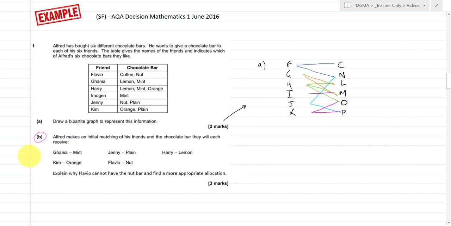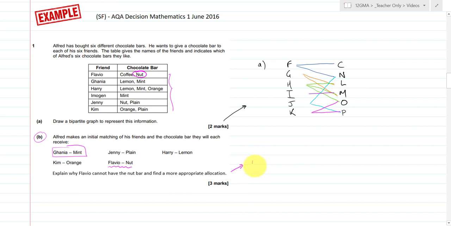Part B, Alfred makes an initial matching with his friends and the chocolate bar they will each receive. Explain why Flavio cannot have the nut bar and find a more appropriate allocation. So I can already see, based on the information that we had, Imogen has to have the mint, and Garnier's got it. So that's a bit of a problem. But the question states it as, explain why Flavio cannot have the nut bar. So think about it like this. So let's start with the nut. Flavio has the nut. Now let's have a close look through this list and think about what's missing here.